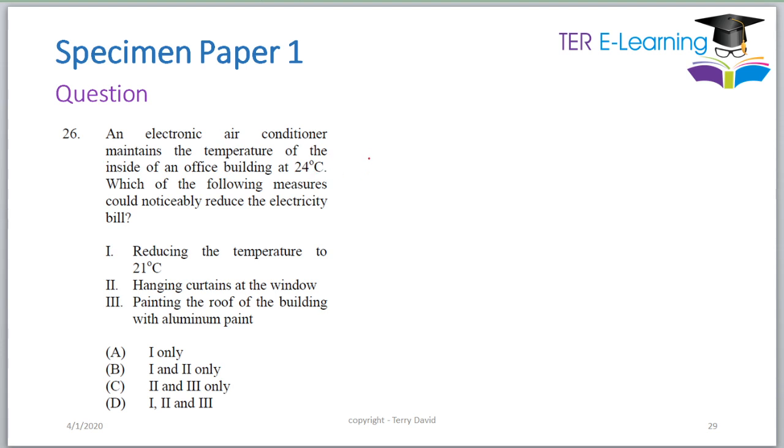Let's look at this one here now. An electric air conditioner maintains the temperature of the inside of an office building at 24 degrees Celsius. Which of the following measures could noticeably reduce the electricity bill? Right? So which of the following can reduce the electricity bill? Right?